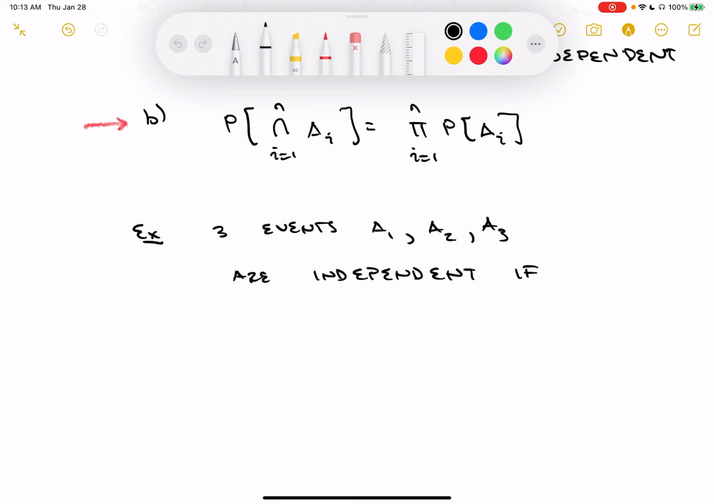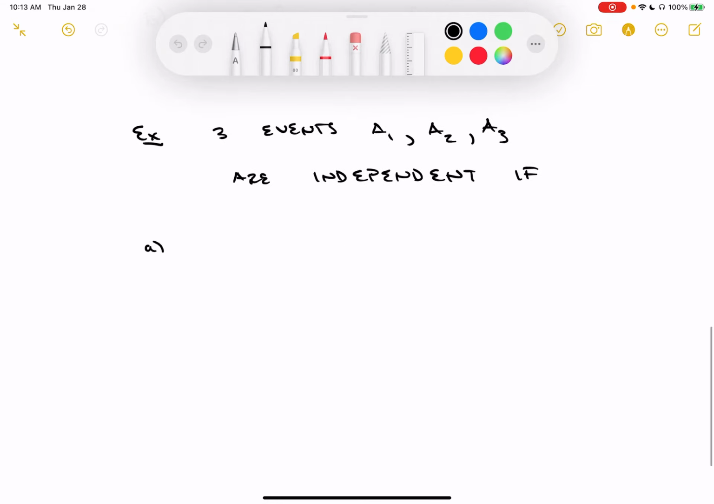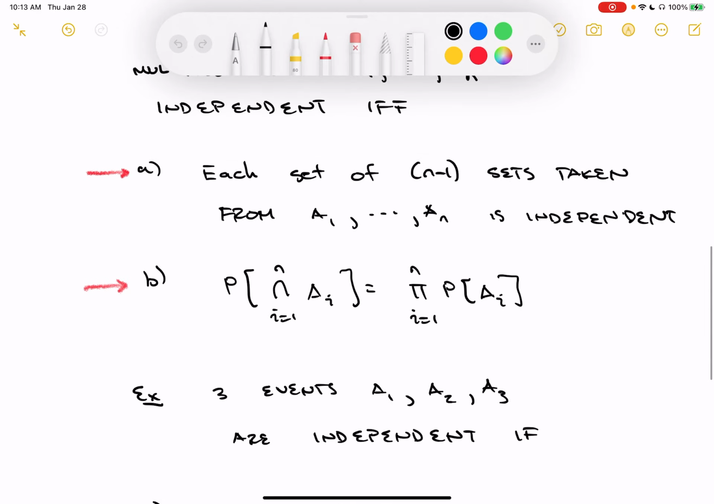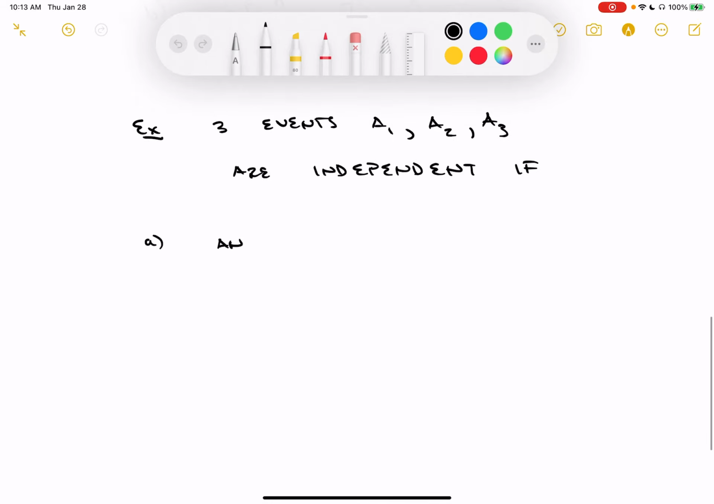if the following things happen. What was condition A? Condition A said that any set of n minus 1. So what was n? n was 3 in this case, so n minus 1. So any set of 2 are also independent. So that means A1 and A2 must be independent.